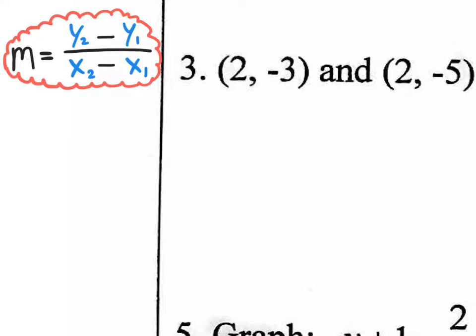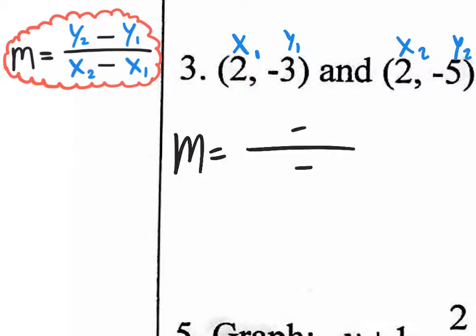Jumping to number 3, let's label our coordinates. This is our first point. This is our second point. And now let's start with the M equals, the division bar and the subtractions. And let's plug in our values. Y2 is -5, Y1 is -3, X2 is 2, X1 is 2. Now, what happens here, guys, the minus changes to plus, but more importantly, on the bottom you have a 2 take away 2, which is 0.